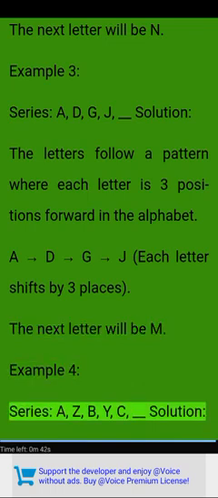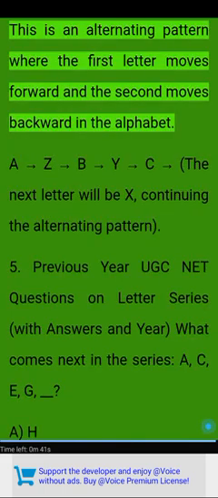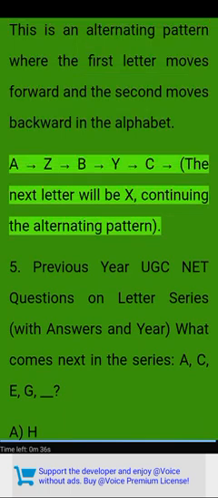Example 4. Series A, Z, B, Y, C, blank, blank. Solution: This is an alternating pattern where the first letter moves forward and the second moves backward in the alphabet. A → Z → B → Y → C →. The next letter will be X, continuing the alternating pattern.